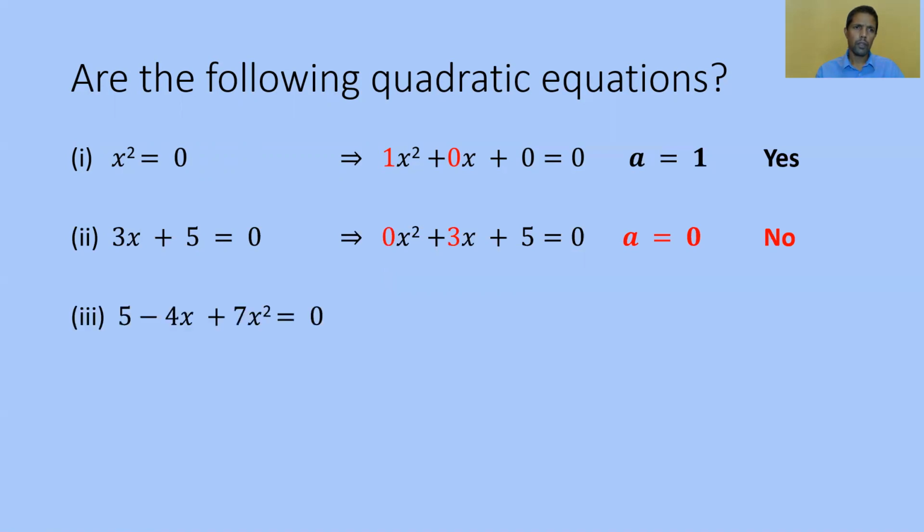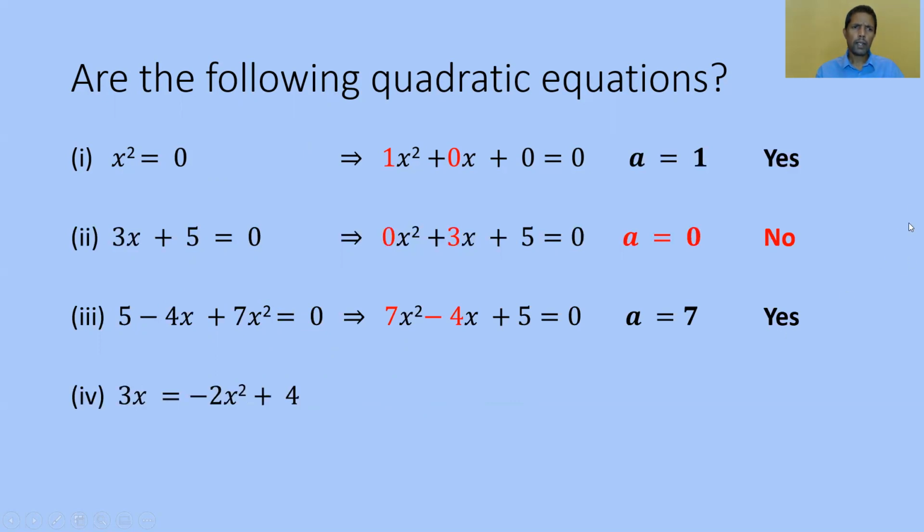therefore 3x plus 5 is equal to 0 is not a quadratic equation. Third, 5 minus 4x plus 7x squared is equal to 0. Note here that this is not in the form ax squared plus bx plus c is equal to 0. So we can rewrite the equation starting with 7x squared minus 4x plus 5 equals 0. Here, a is equal to 7. Therefore, 5 minus 4x plus 7x squared is equal to 0 is a quadratic equation.